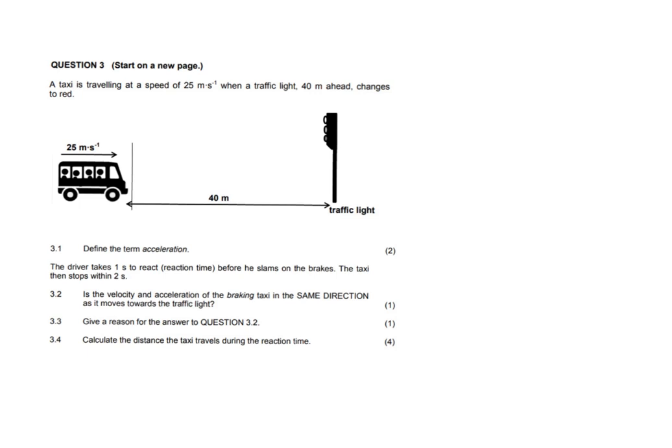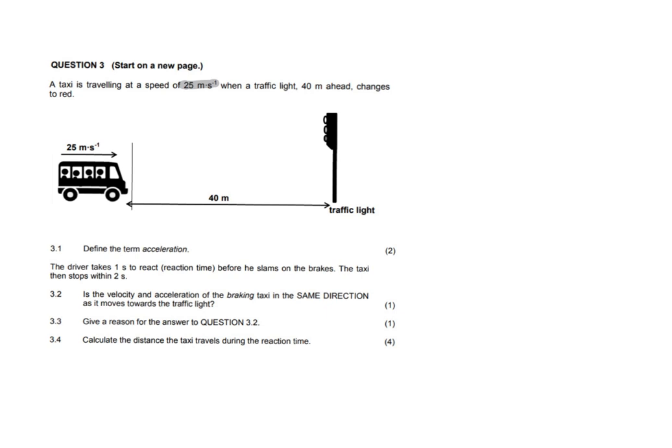Okay, so we're going to go through the answers to this class quiz. Let's first read the question carefully. It says a taxi is traveling at the speed of 25 meters per second when a traffic light 40 meters ahead changes to red. The first question is define the term acceleration.